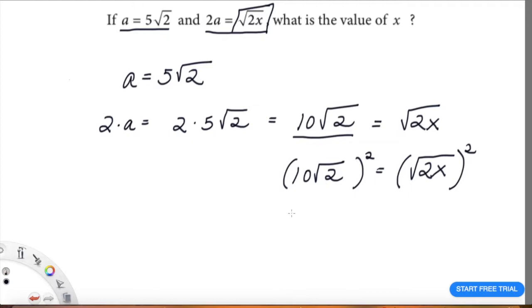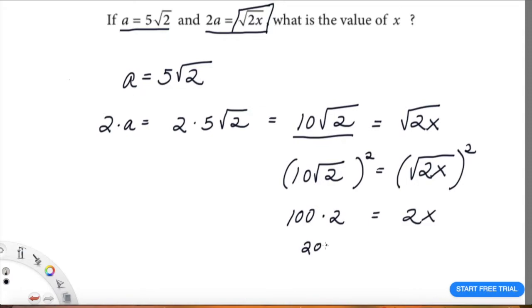If you square both sides, it's the same thing as squaring both individual components. So 10 squared is 100. Root 2 squared is simply 2. And on this side, if we square everything under the radical, it just turns into 2x. You could skip a step here if you realize that 100 times 2 is the same thing as 2 times x. That means 100 is x.